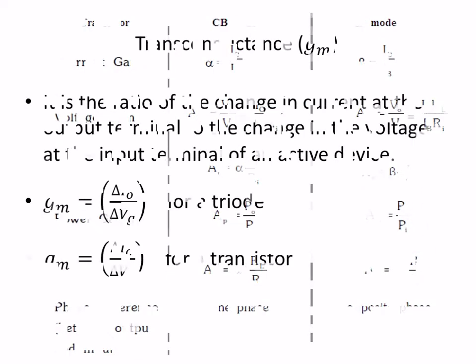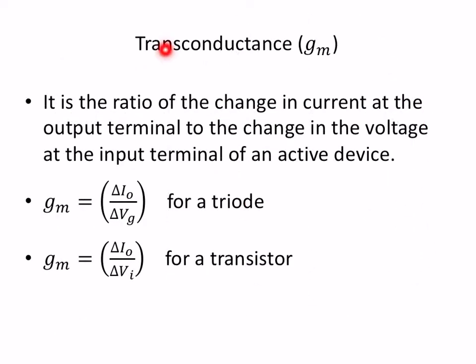So the transconductance, this is the most important topic. Many will miss it, but it will be asked in many exams. The transconductance is nothing but the ratio of change in current at the output terminal to the change in voltage at the input terminal, that is I output by V input of an active device. GM is the denotation for transconductance.